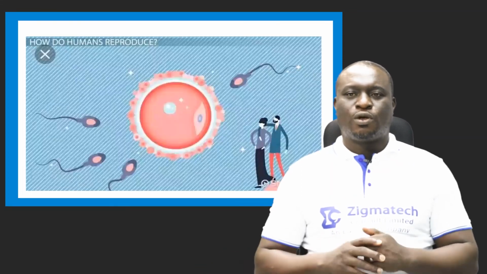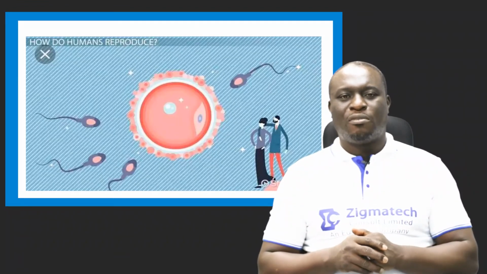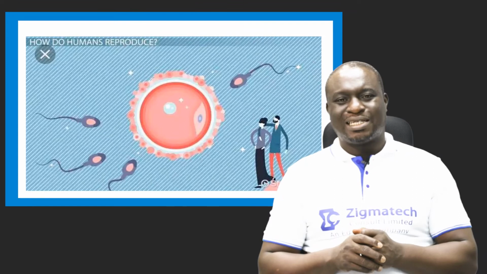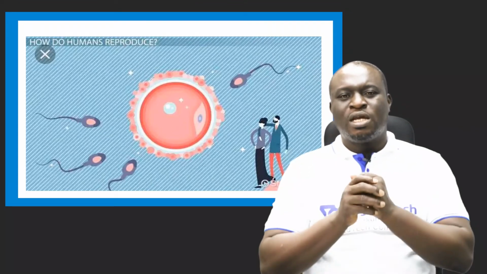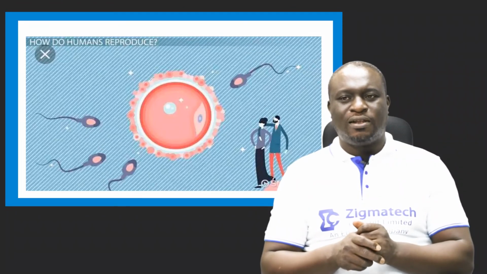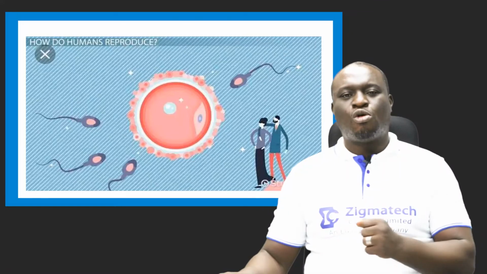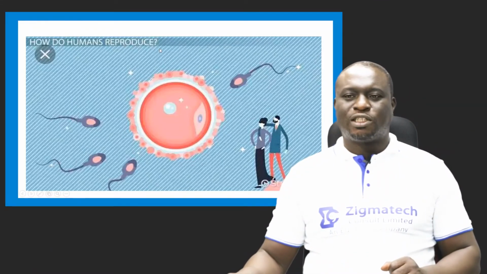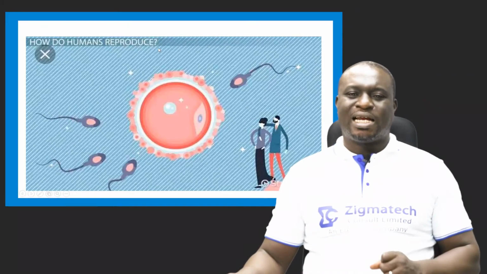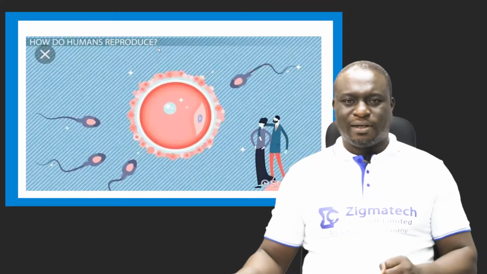Next, we're going to look at the structure as it relates to fertilization, as a type of sexual reproduction in man. You can see the egg cell in the middle, and then we have the sperm cells swimming towards the egg cell in order to fertilize it. Now, this is an example of fertilization in man.